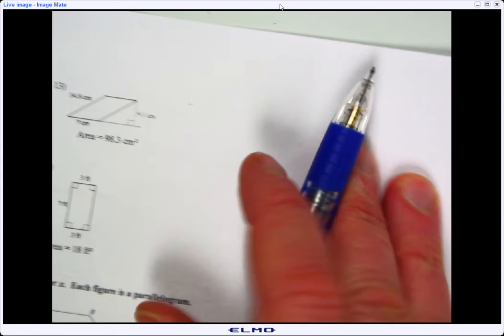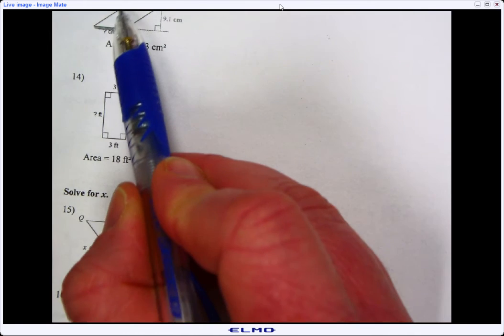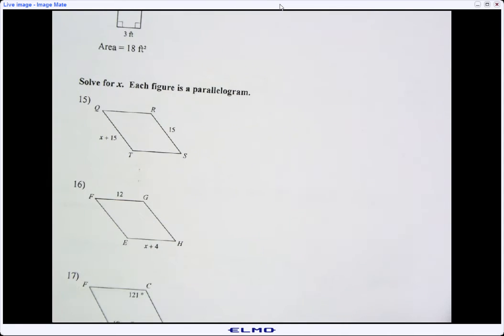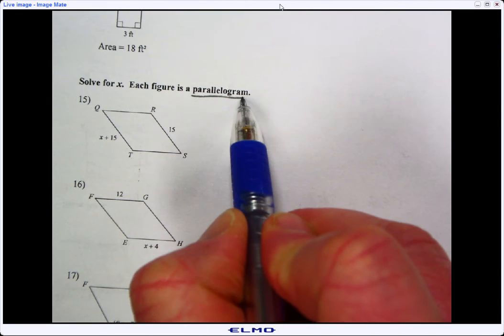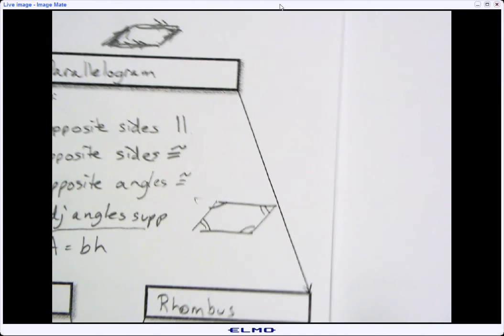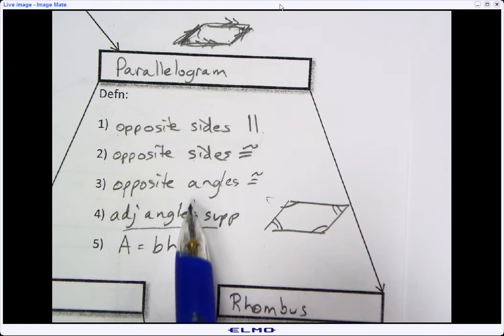I'm not going to do 13 and 14. You can do those quickly, same kind of thing. Make sure that you don't just pick two numbers. Okay? All right, last application says each of these is a parallelogram. So what do we know about parallelograms? Well, we know opposite sides parallel, opposite sides congruent, opposite angles congruent, adjacent angles supplementary.